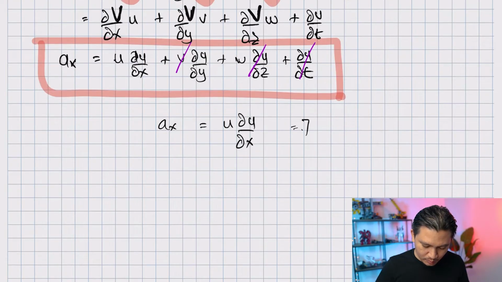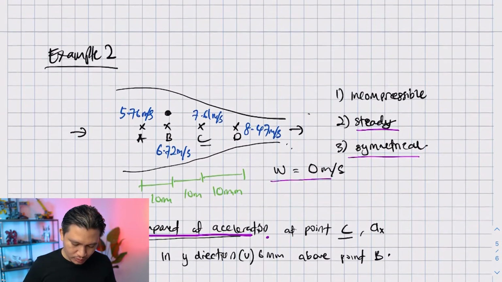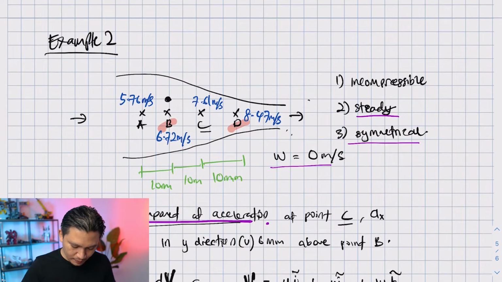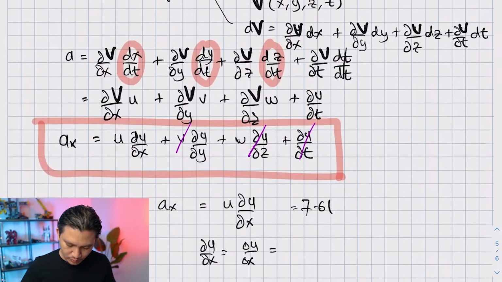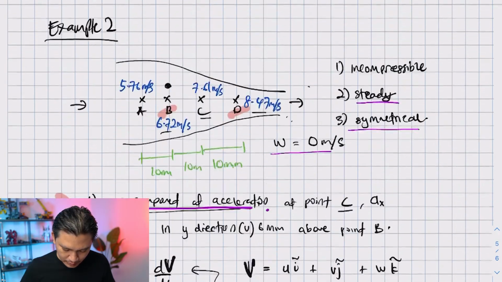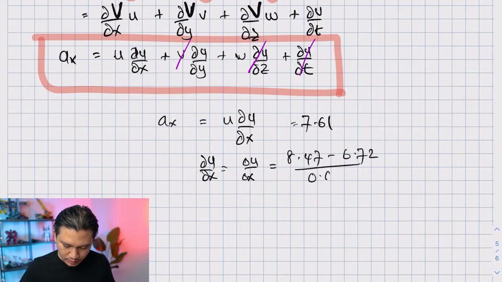I think we know that at point C, the velocity is 7.61 meters per second. So this is equal to 7.61, and ∂u/∂x is approximately Δu/Δx. Now let's take a look at point C. We can use point B and point D as our reference. So point D is 8.47 minus 6.72, divided by, I believe, this is 10 millimeters times 2, 20 millimeters, which is 0.02.